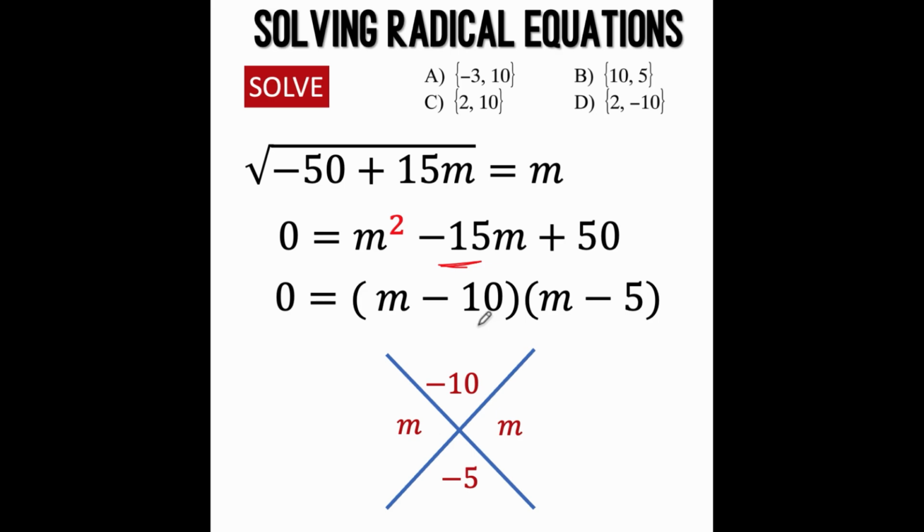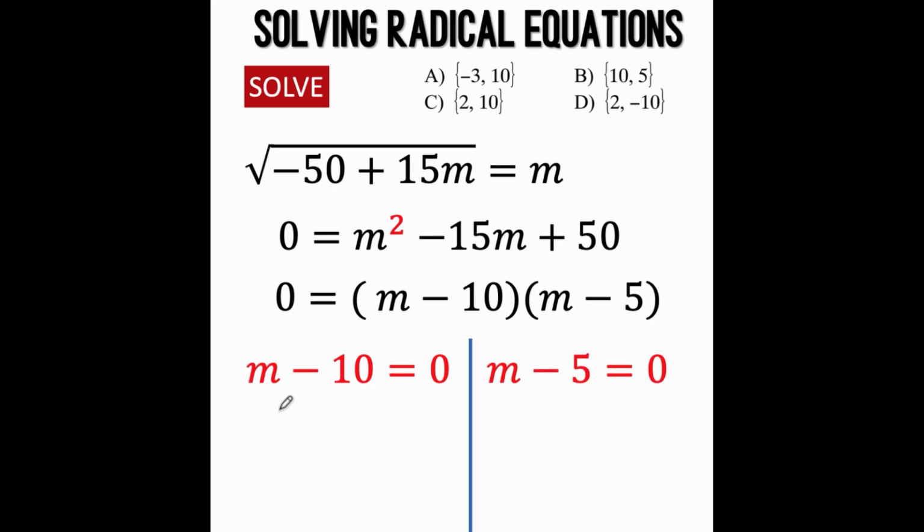So we now have here a product that is equal to 0. So each of the factors is equal to 0. At the left side, we add 10 to both sides of the equation to get m equals 10. At the right side, we add 5 to both sides of the equation to get m equals 5. So there are two answers now here.